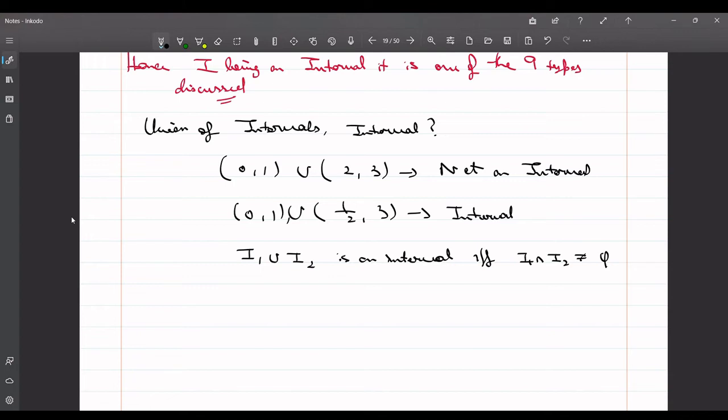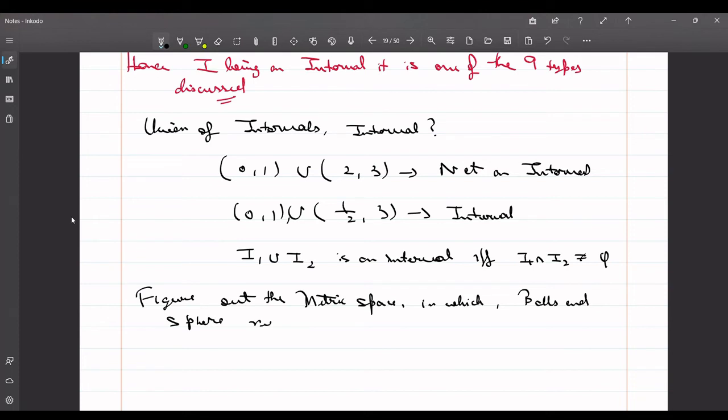Now let us take, try this on your own. Figure out the metric space in which balls and spheres resemble their actual shape. Let us take this as an exercise.